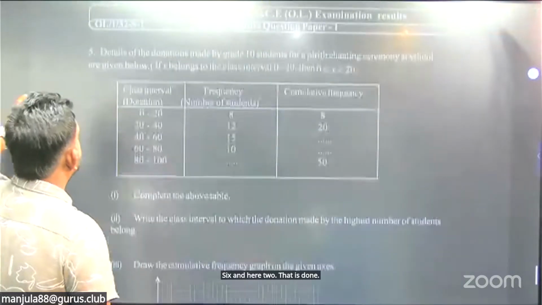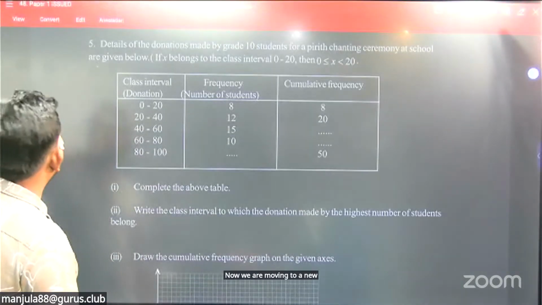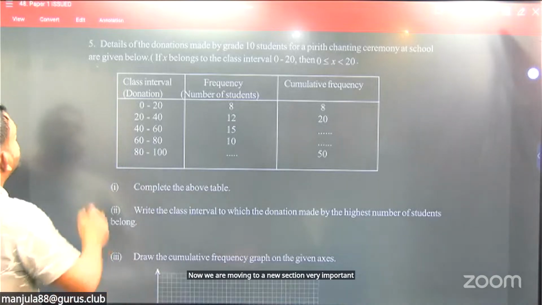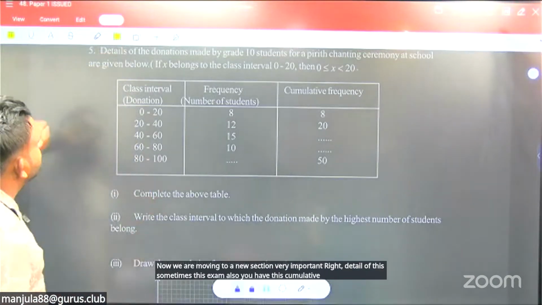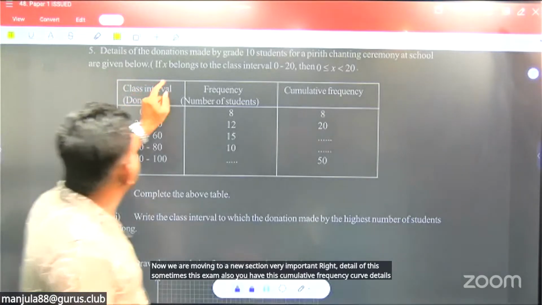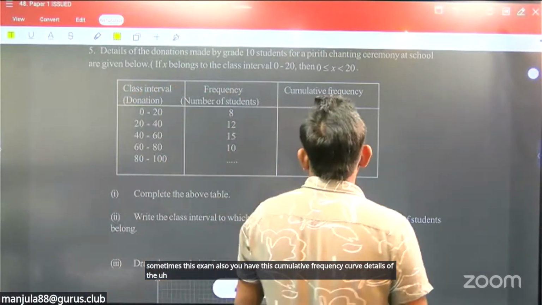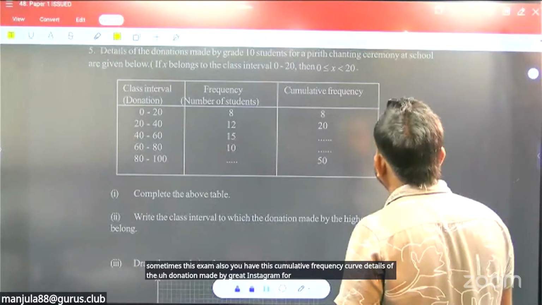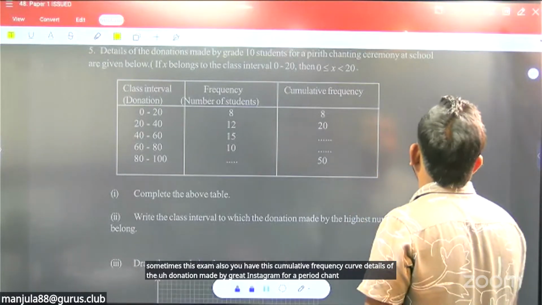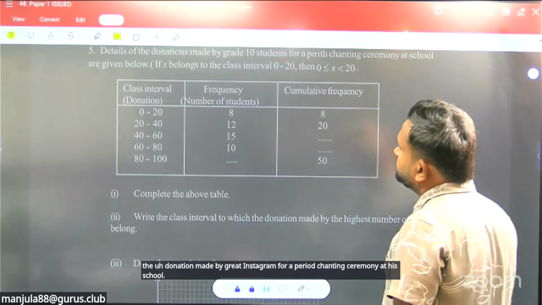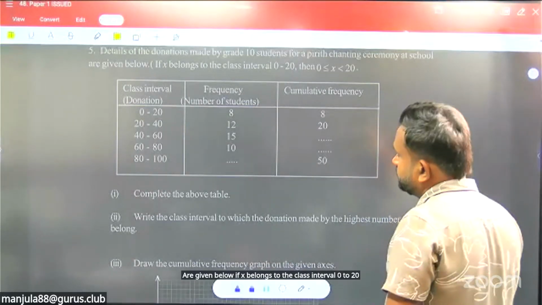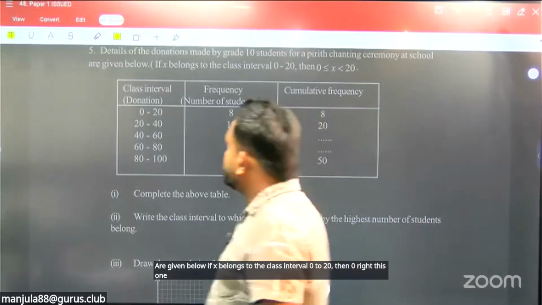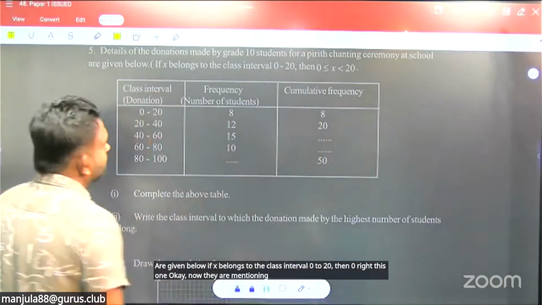Now we are moving to a new question, very important. Sometimes in this exam you also have a cumulative frequency curve. Details of the donation made by grade 10 students for a Pirit chanting ceremony at their school are given below. If x belongs to the class interval 0 to 20, then 0, right? This one. Okay, now they are mentioning, right?